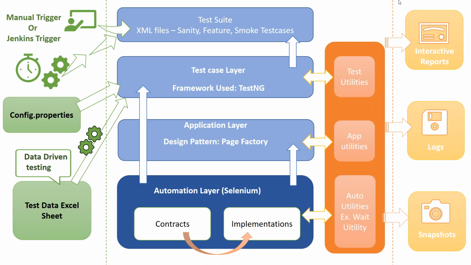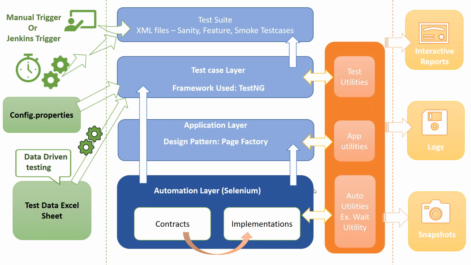Similarly, the right part, all the things which are in green, these are the output which we are getting. What output are we getting? We are getting interactive reports out of this framework. We are getting logs. We are getting screenshots of various scenarios, or if you want to keep any proof anywhere, you can take a screenshot. Then the mid section is the logic part, the logic layer, where your actual logic is being written, where we have separated out things in multiple layers.